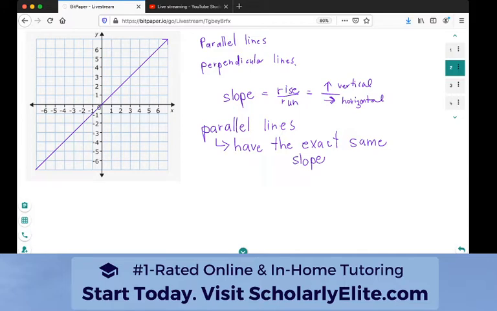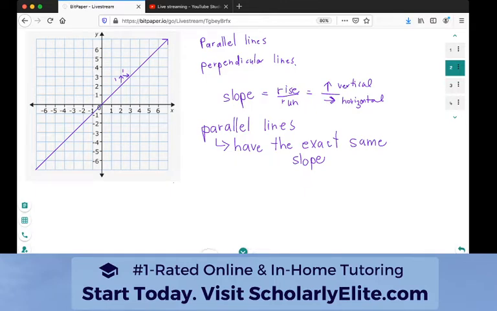How do I know that? Because basically if I look at it, I'm looking at point to point, it goes up 1 and over 1, which means the rise over the run is 1 over 1, and that gives me a slope of 1. Okay, but don't let that confuse you. We're going to basically explain what the heck I'm talking about.